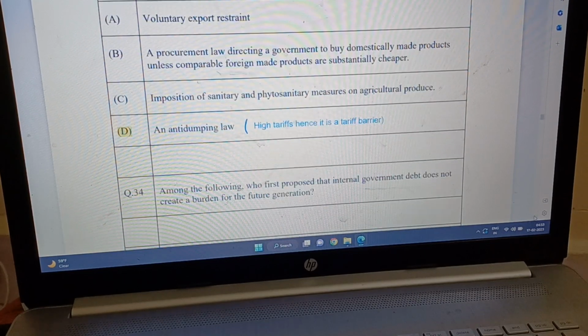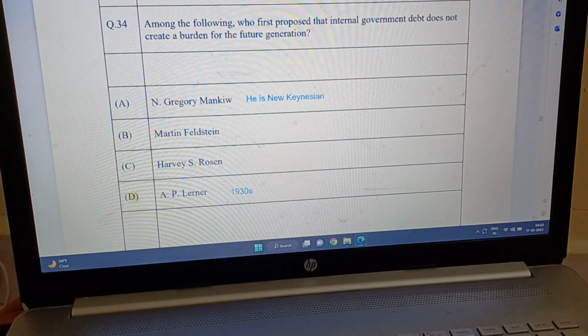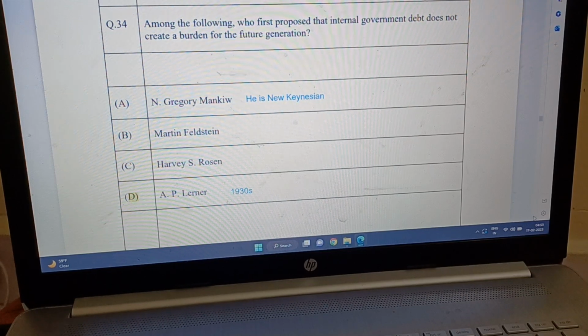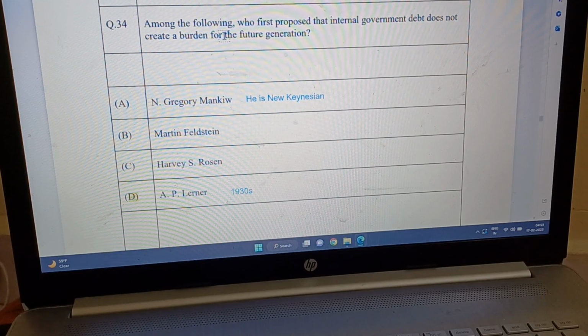Now I go to next question, number 34. It says, among the following, who first proposed that internal government debt doesn't create a burden for the future generation? Yes. So this is just a knowledge of knowing the correct economist. It doesn't require any conceptual knowledge. Conceptual knowledge is that, well, government debt is not actually a burden for the future generation.